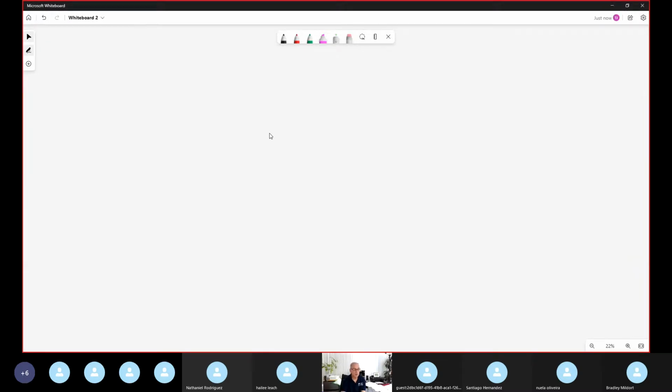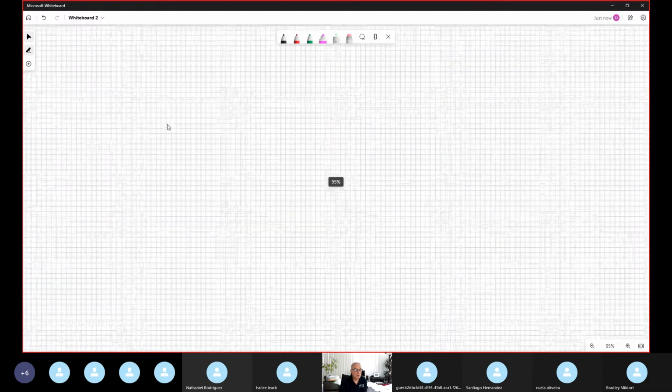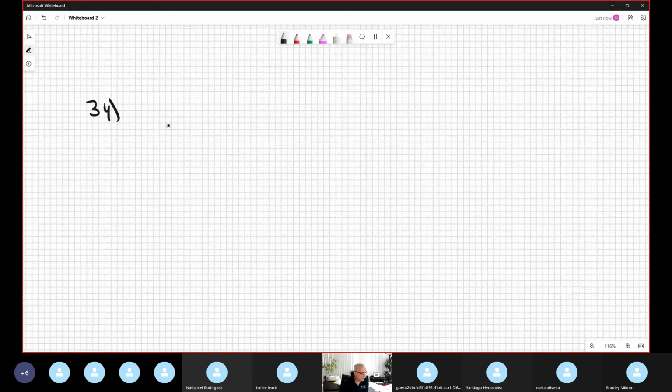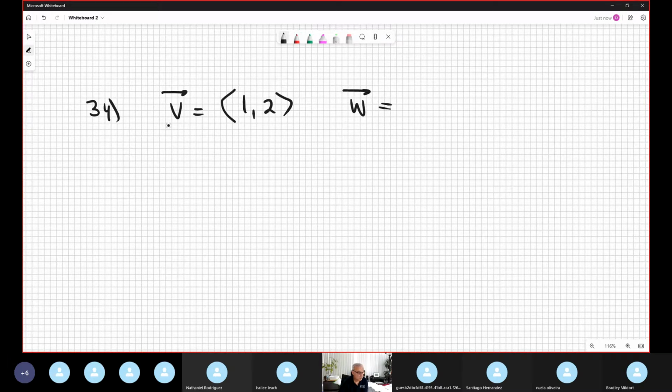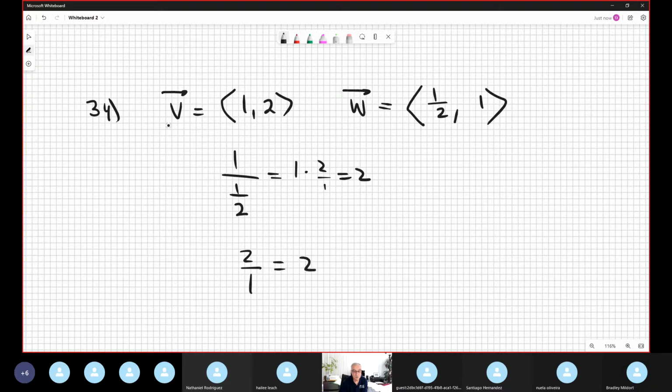Okay. Let's see 34. 34 is different. 34 is, I suppose, not parallel. 34 is B vector is 1, 2 again. And W vector is 1/2, 1. Well, for example, you divide 1 divided by 1/2, which is 2, no? And 1 times 2/1 is 2. And 2/1 is 2. Wow, it's parallel.